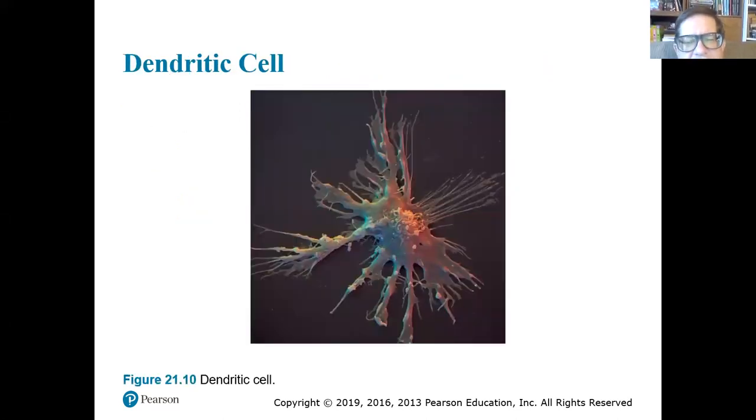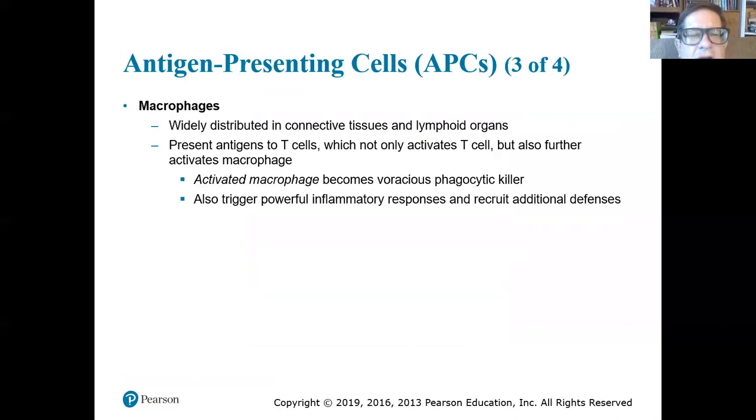And there's a dendritic cell. That looks crazy. But do you remember when we talked about the nervous system and we talked about the cell body and the axon, but on the cell body, there are all those extensions called dendrites? That's probably where dendritic cells get their name, because it's kind of the same. All right, so antigen presenting cells, you could have the dendritic cells.